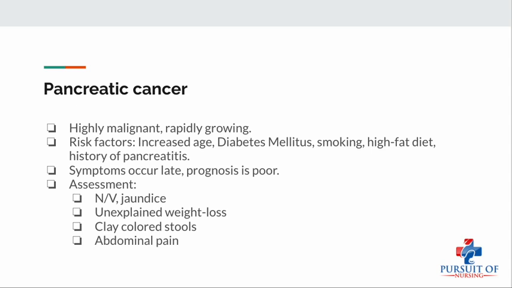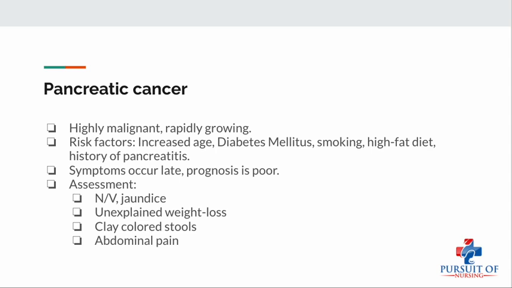So with pancreatic cancer, just keep in mind it's highly malignant, rapidly growing, and then the prognosis is usually very poor. So the risk factors for pancreatic cancer are going to be increased age, diabetes, smoking, a high-fat diet, or a history of pancreatitis. The patient is likely going to present with unexplained weight loss, maybe some clay-colored stools, abdominal pain, nausea, vomiting, jaundice, or they may present with symptoms secondary to the mets. So interventions for pancreatic cancer are going to include that of a Whipple procedure.